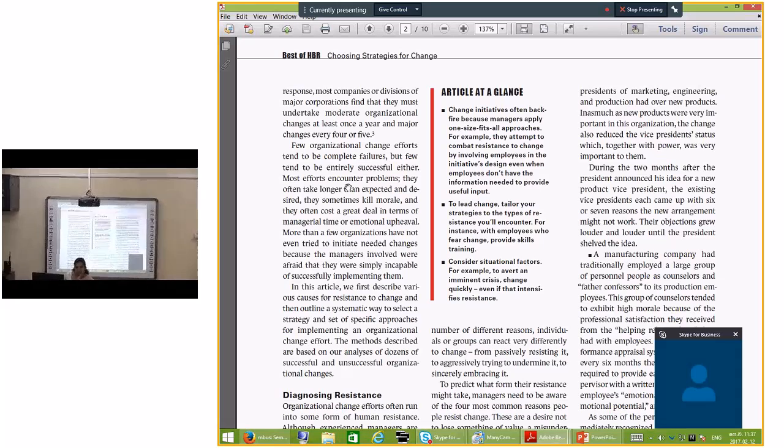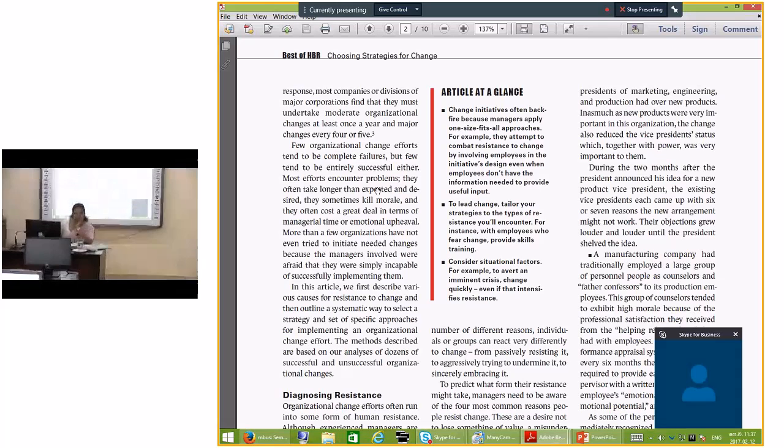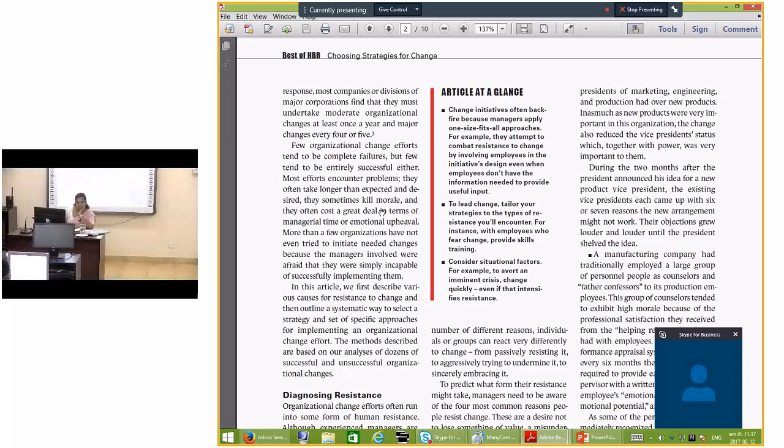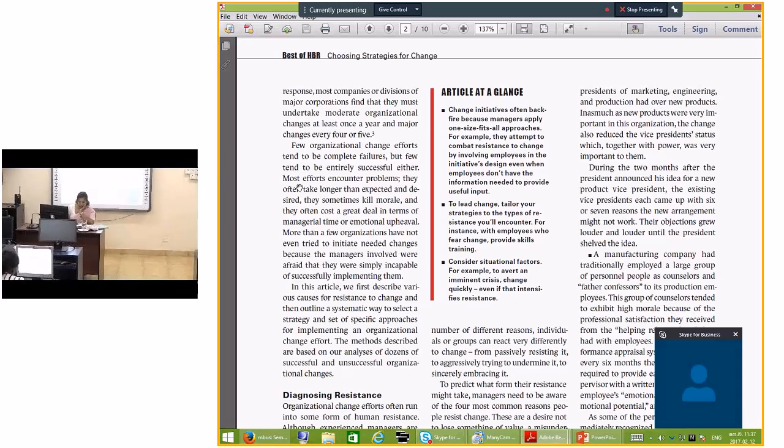Here, the implementation problems that they face. Page 132, second para, and second line: most efforts encounter problems. They often take longer than expected and desired. They sometimes kill morale, and they often cost a great deal in terms of managerial time or emotional upheaval.